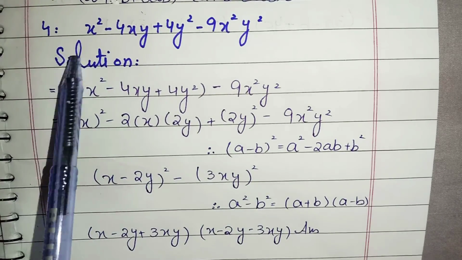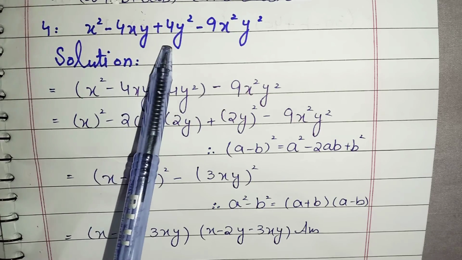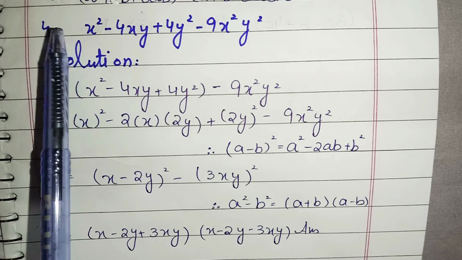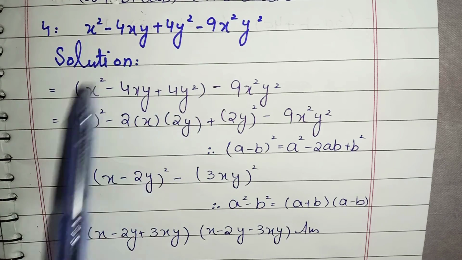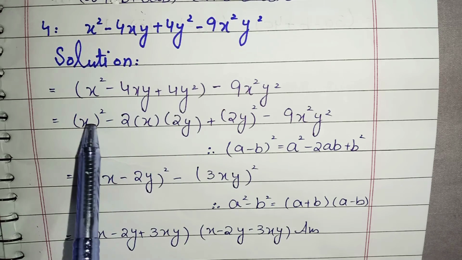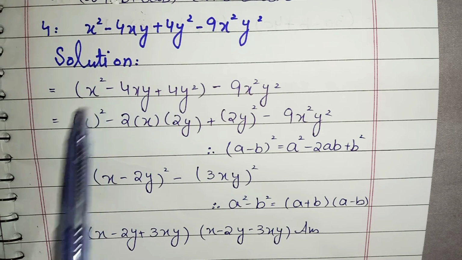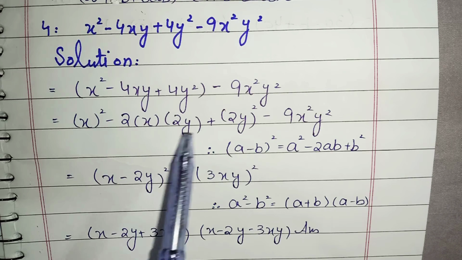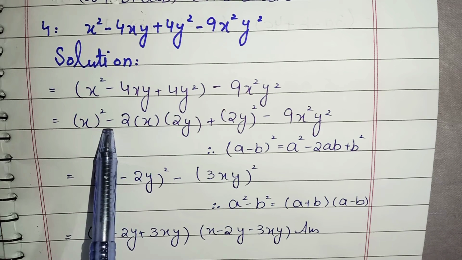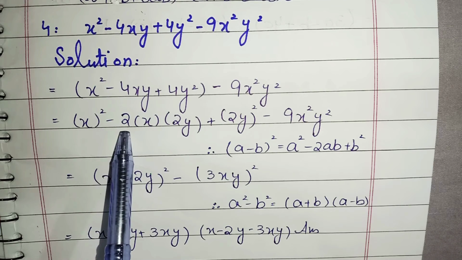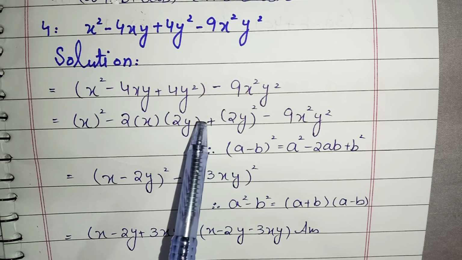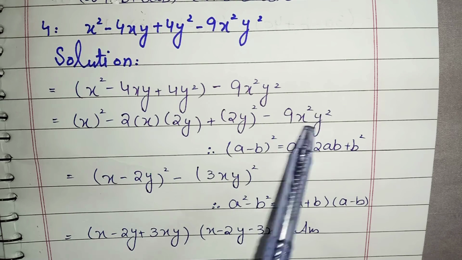Here we have question number 4: x square minus 4xy plus 4y square minus 9x square y square. Firstly, we will build up the square of the first three terms given to us: x square minus 4xy plus 4y square. Now students, as you can see, x square is a square of x, 4y square is a square of 2y, and we will write the middle term with minus because here we have minus, and 2 is in the formula. Then we will write our first term and here is our second term. Now students, minus 9 x square y square we will write as it is.